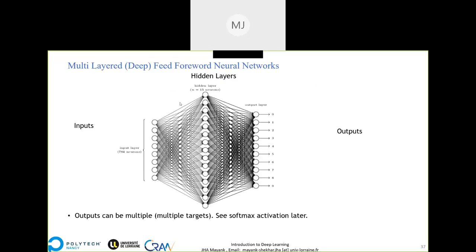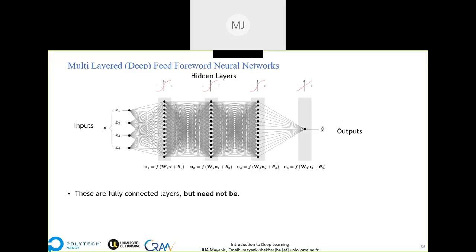So we can have several layers with several nodes, and the output layer can have several outputs. So it need not be just one output. It can have several classes, a multi-class classification, what we call it. So the outputs can be multiple targets, and we are going to talk about softmax activation later on, which helps us to deal with such cases.